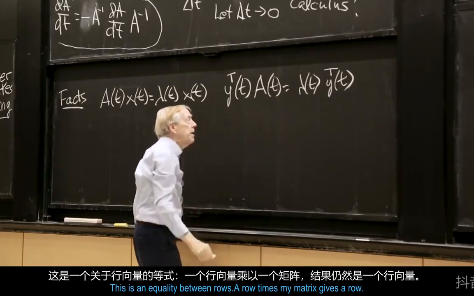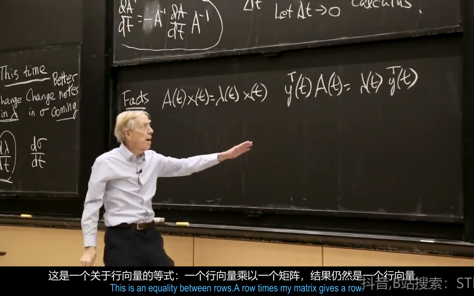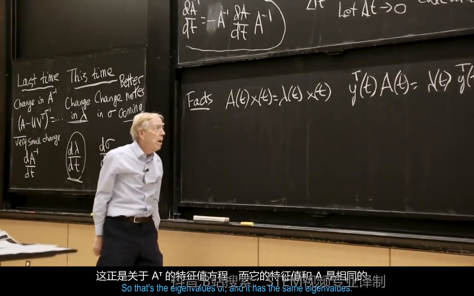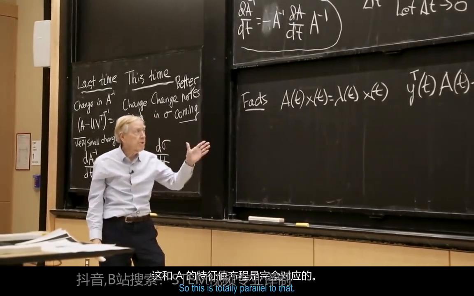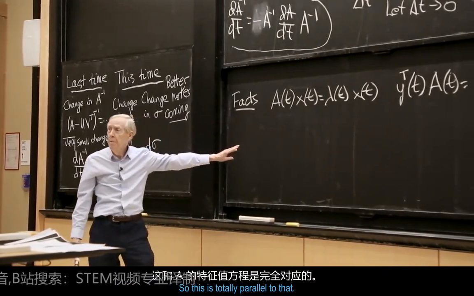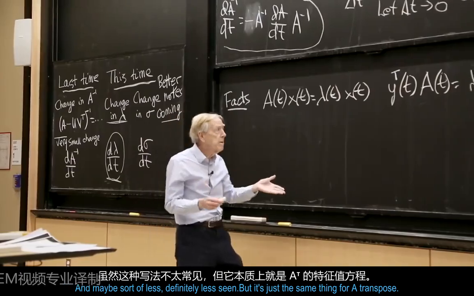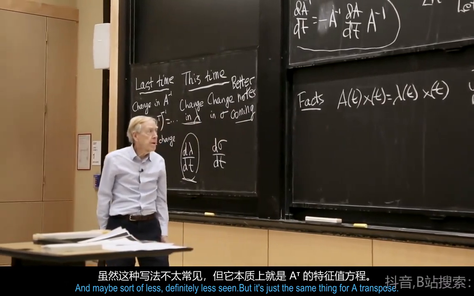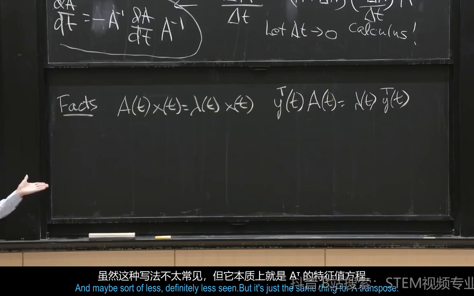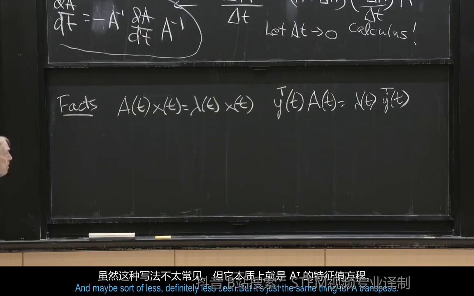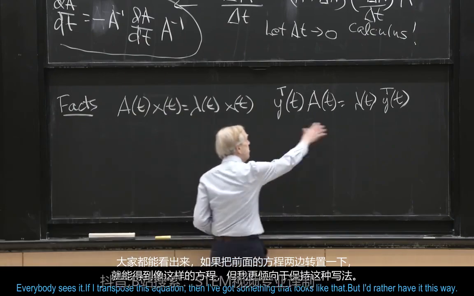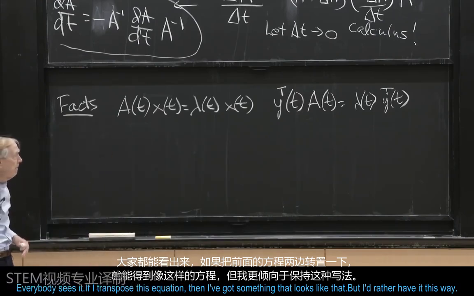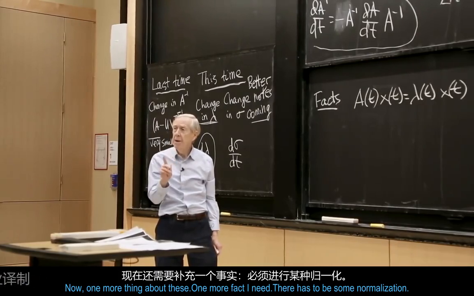This is an equality between rows. A row times my matrix gives a row. So it has the same eigenvalue. So this is totally parallel to that. Totally parallel, and definitely less seen, but it's just the same thing for A transpose. Everybody sees that if I transpose this equation, then I've got something that looks like that, but I'd rather have it this way. Now, one more thing about these, one more fact I need.